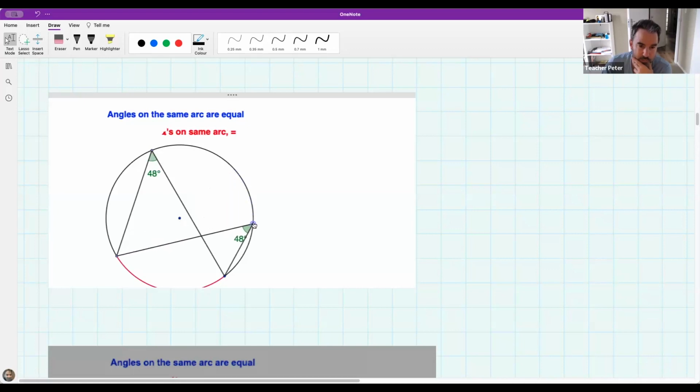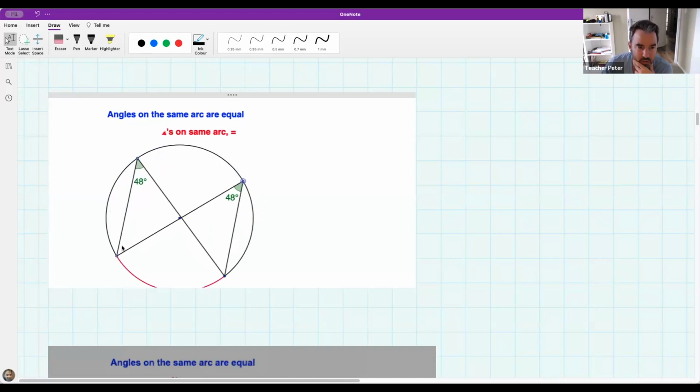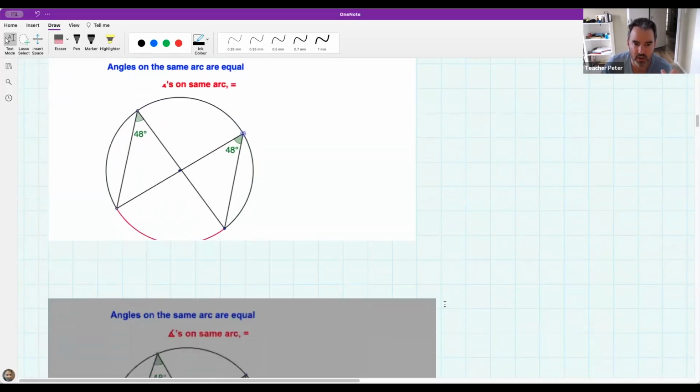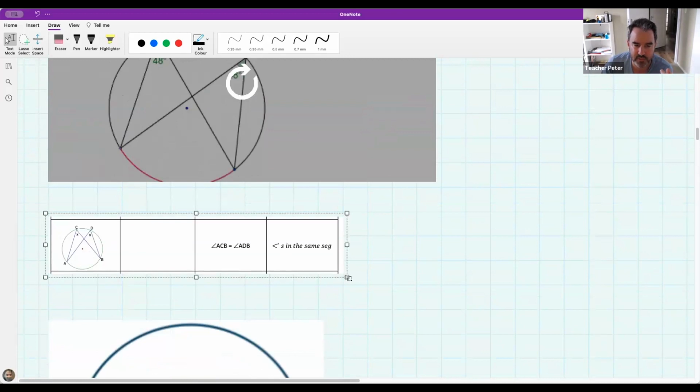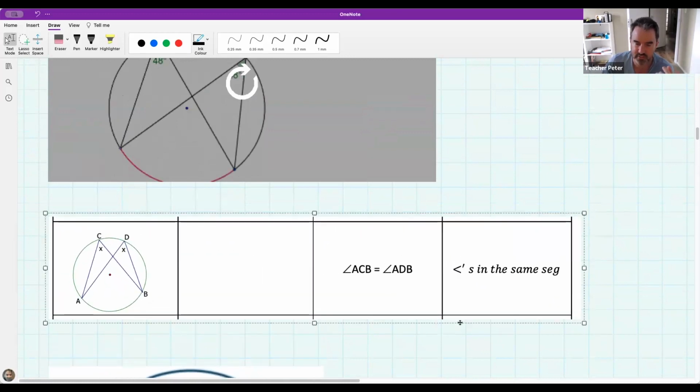Now, oh my goodness, people, look at this. It doesn't even matter where that is. As long as they're subtended at the circumference, they are 48 degrees. And the angle down here, for the same reason, will also be the same as that one. So this is called the angles in the same segment, or angles on the same arc theorem. This is the way I would present it: you just say angles in the same segment.